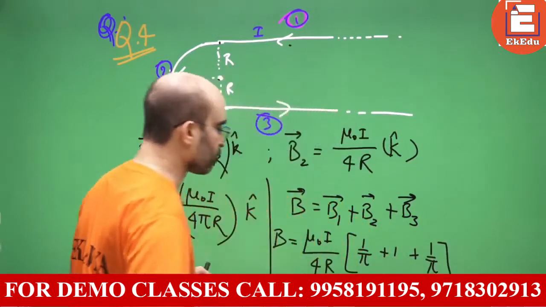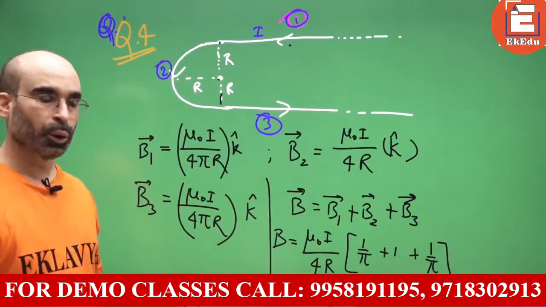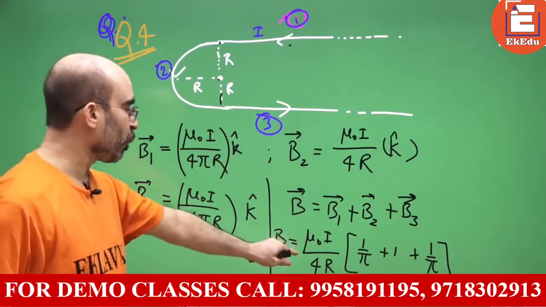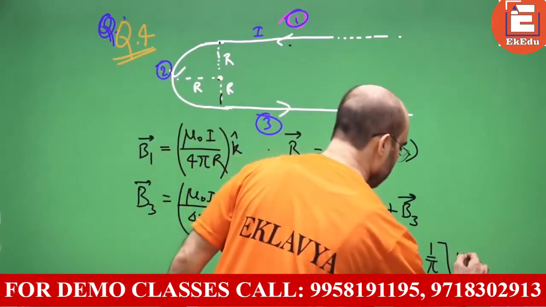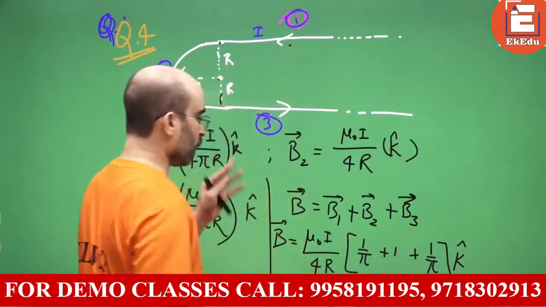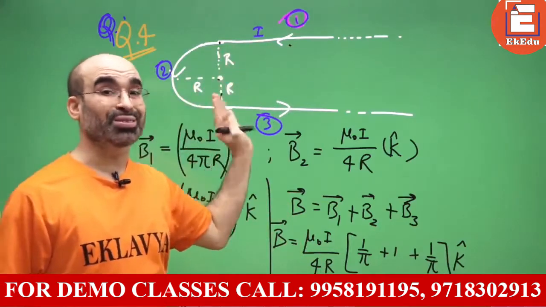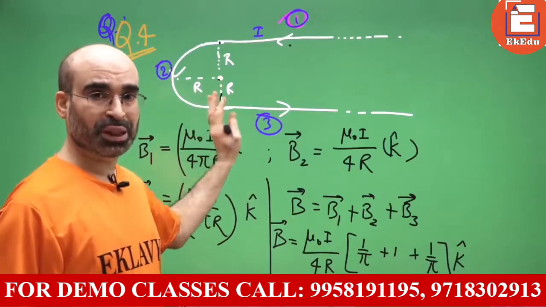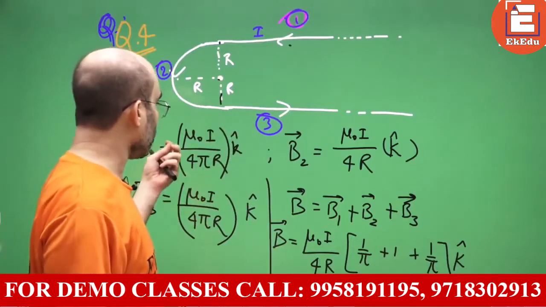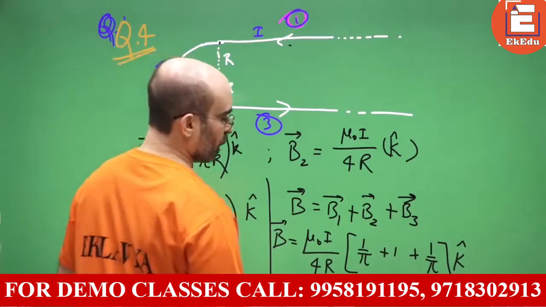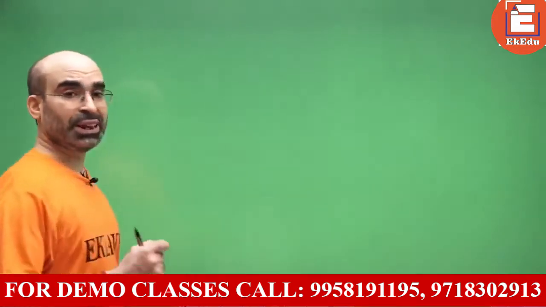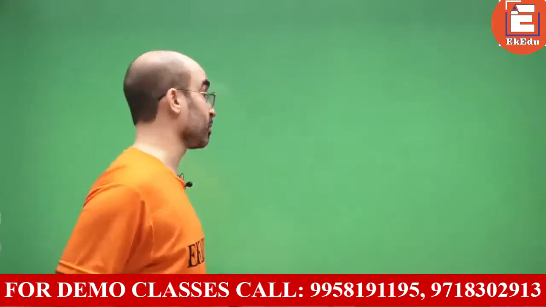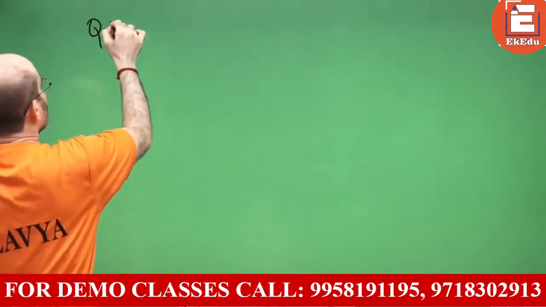So what is the answer? Just add them all. So this is going to be the answer, along the positive z-axis. So this is our basic structure. Now let us do another, because we need to do multiple questions based on this.